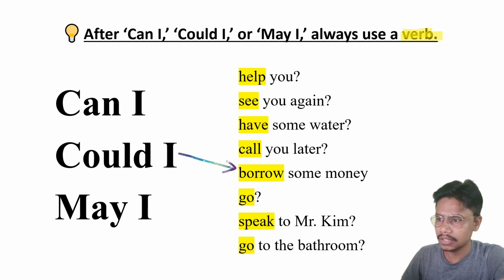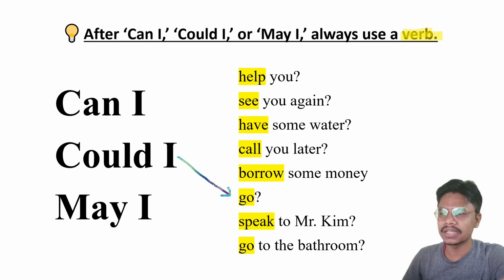Could I borrow some money? Okay, you usually borrow money from a friend or somebody that you know, right? So that's why it's better to say maybe can I or could I? Could I borrow some money? Okay. Could I go? You want to leave, so you're asking if it's okay. Could I go?